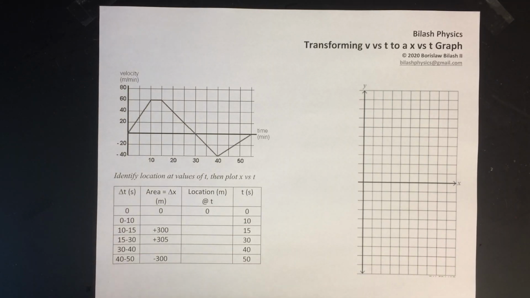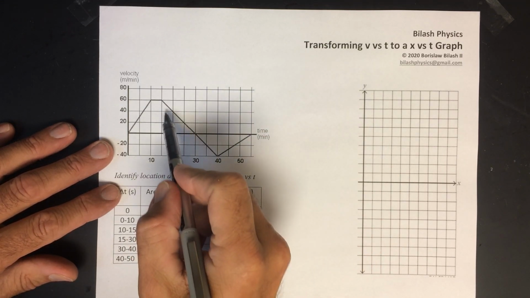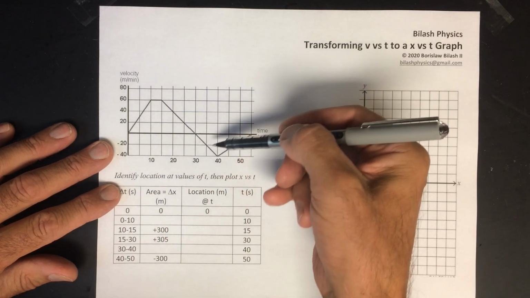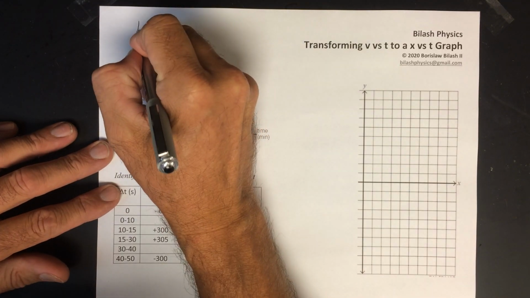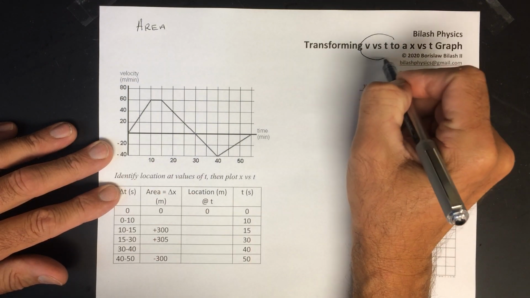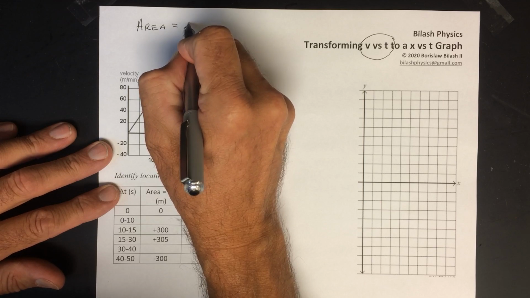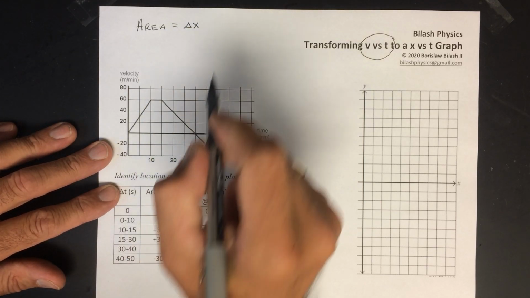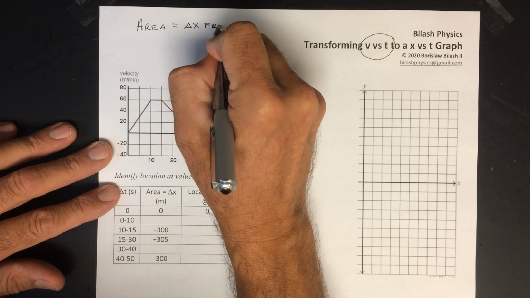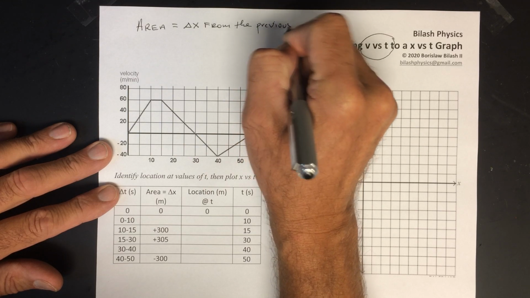In this lesson, I'm going to show you how to transform a velocity versus time graph to a displacement versus time graph. Now, to do the transformation, it all involves studying the area either above the x-axis or below the x-axis. Now, the area of a velocity versus time graph is going to be equal to the change in position from the previous position.